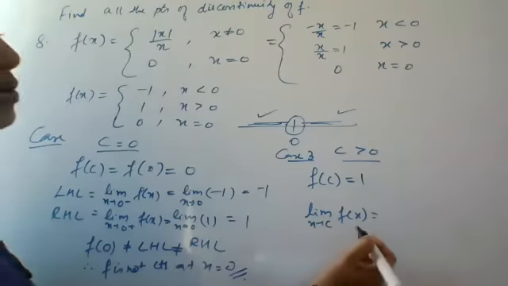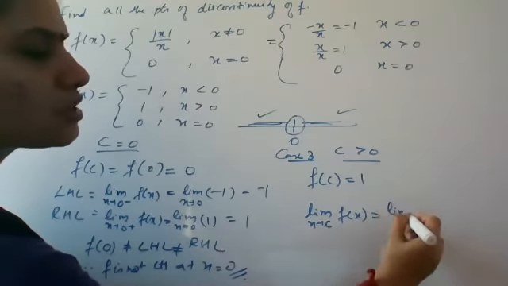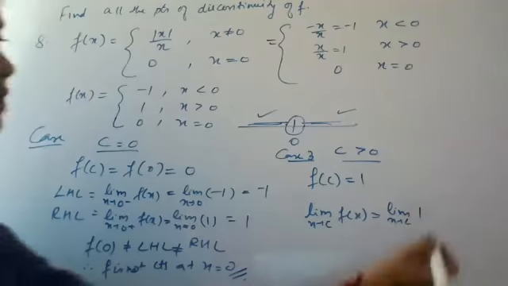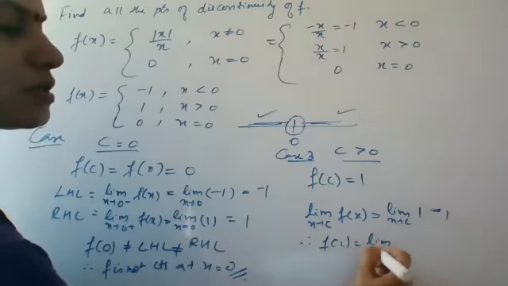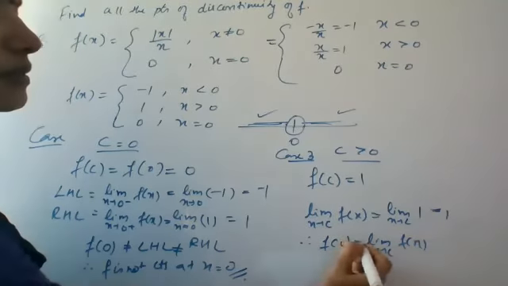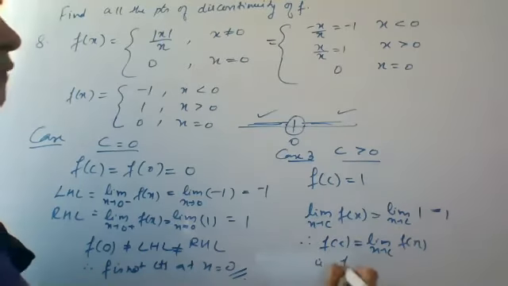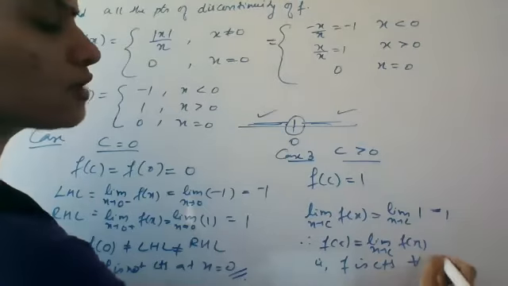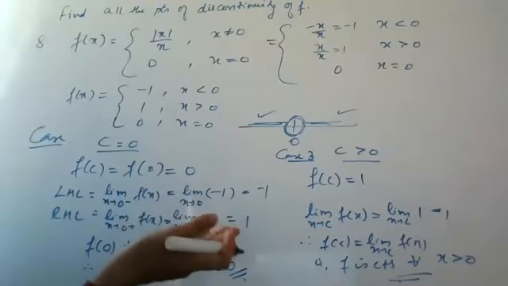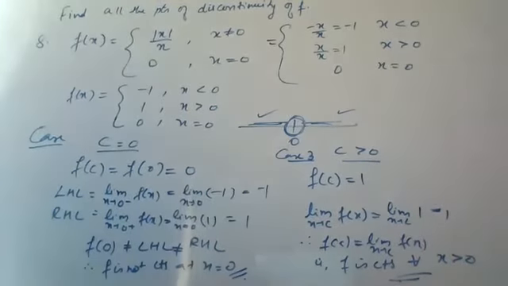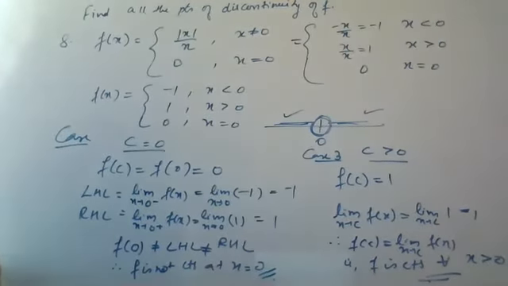And limit x tends to c f of x will be limit x tends to c 1, which is again 1. So here also you are getting f of c is equal to limit x tends to c f of x. That means f is continuous for all those values which are greater than 0. So for greater than 0, for less than 0, the function is continuous. But at the point 0, it is having a discontinuity. Okay. -1 मान आ रहा है ना, तो वहां पे एक discontinuity. Clear? Is okay?